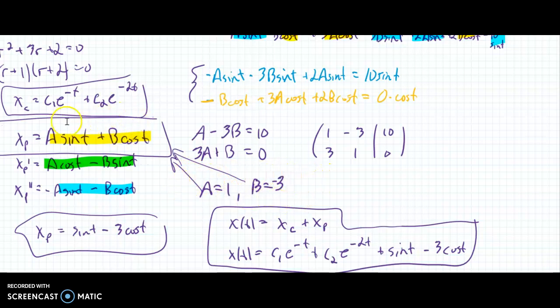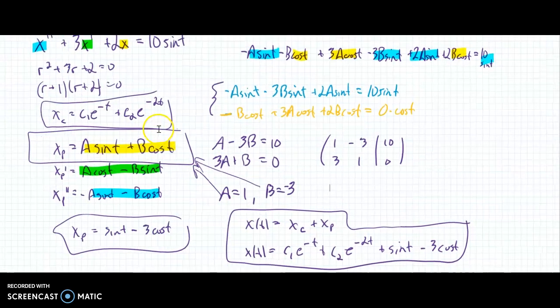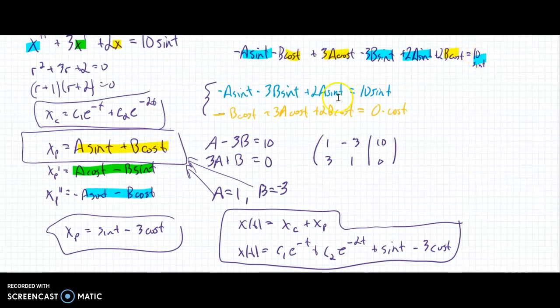From there, that goes into this right here. My original guess at XP was that XP was A times sine t plus B times cosine t. I then went and plugged that all through this differential equation, used some little math tricks to solve that A is 1 and B is negative 3. So since I've gotten to that point, I can let A be 1, so I get a 1 here, and B be negative 3, so that goes right here. So that gives me my XP equal to sine t minus 3 cosine t.